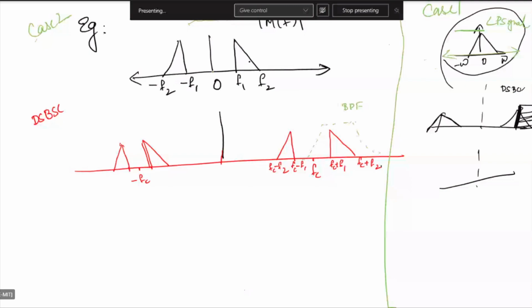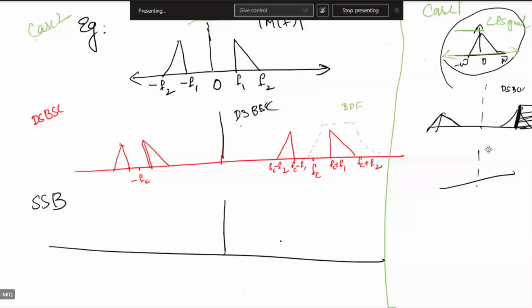This is my message signal spectrum. My message signal doesn't have any frequency components near 0. It is just from F1 to F2. It contains information between F1 and F2 only. If this is the spectrum, then this is the DSBSC spectrum. Isn't it looking like this? Here you have FC plus F1 to FC plus F2, here FC minus. So the spectrum is shifted to here. Isn't this the DSBSC spectrum? And how will the SSB spectrum be? I just want the upper sideband, suppose.